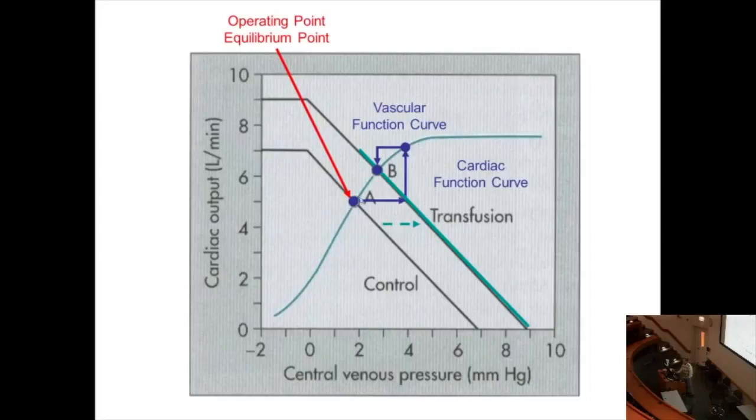So, if you like the arrows, this is how you get there. You increase the central venous pressure with the transfusion, that increases cardiac output. That makes your central venous pressure drop back again toward the original value. You don't get back to the original value, and you end up at the new operating point. And what I really want you to know is where they intersect. Okay?